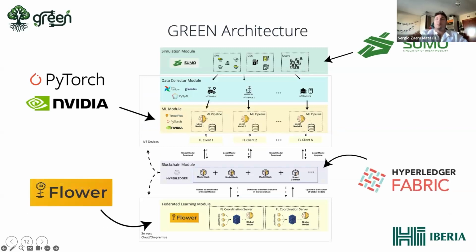First, we have the simulation model. That is the one we use to create the digital twin. We implemented that using SUMO, which stands for Simulation of Urban Mobility. Also, we have the data collection model, which is joined with the ML model, where we use some PyTorch models, most of them from NVIDIA. These IoT devices, this join of the two models, are connected first with the blockchain model. That is the one that has the decentralized network and allows this interaction. And the blockchain model was done using Hyperledger Fabric.